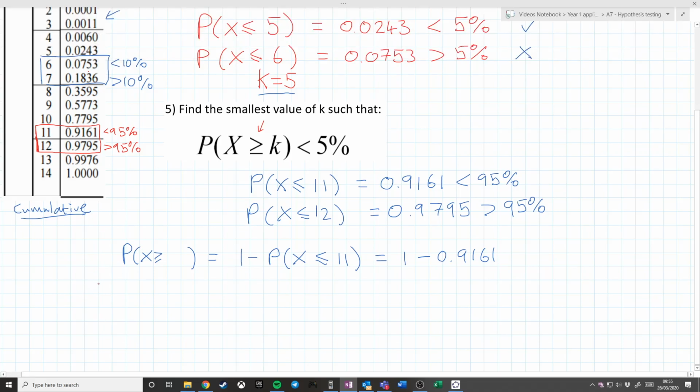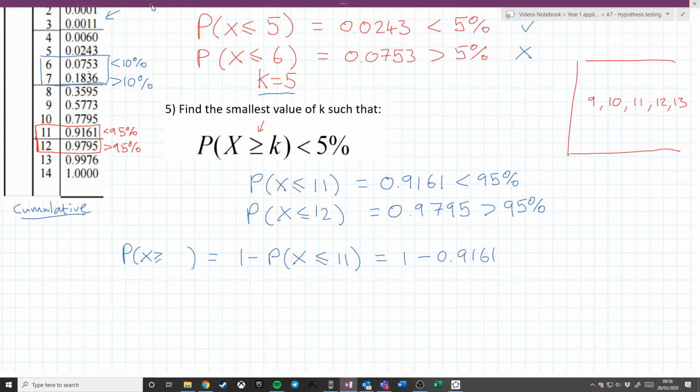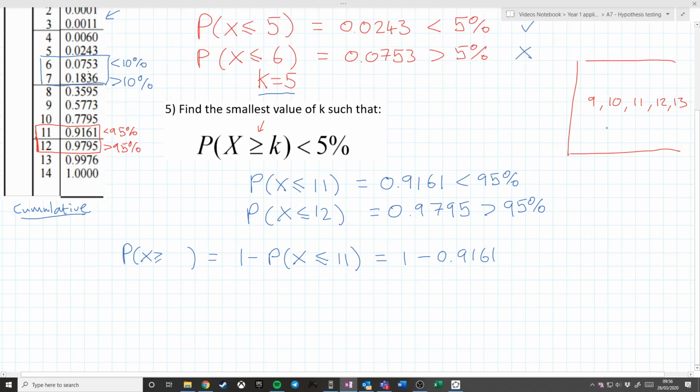Well, if you're not sure and you think you often make a mistake on this, I'm going to do a little box up here. I always draw a little number line. So I have got 9, 10, 11, 12, 13. And I draw a little box around the ones which I don't want or do want. So if I have less than or equal to 11, that is this. So that is 1 minus, greater than or equal to 12. 1 minus less than or equal to 11 is greater than or equal to 12. And I can see that.